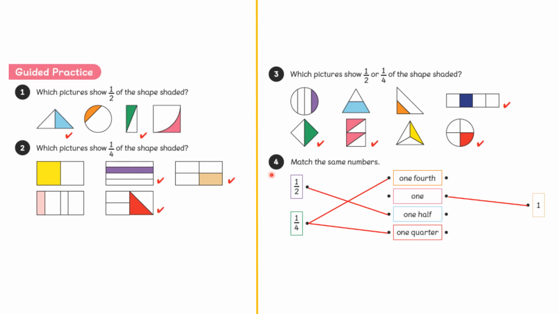Number 4, match the same numbers. Now we should have matched this fraction, 1 out of 2 to 1/2. We should have matched the fraction 1 out of 4 to 1/4, but also, hopefully we remembered, we can also call a quarter 1/4 because it's 1 out of 4 equal parts. And then we should have matched 1 to the number 1, which means 1 whole. Well done, guys.